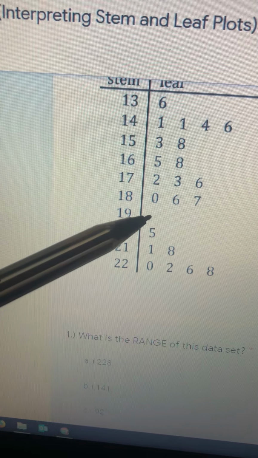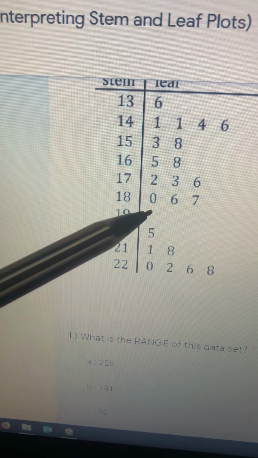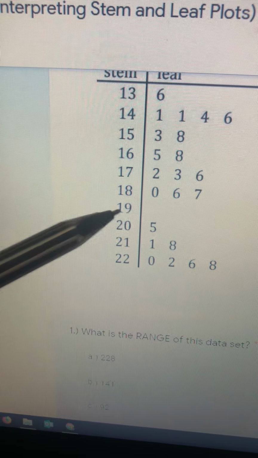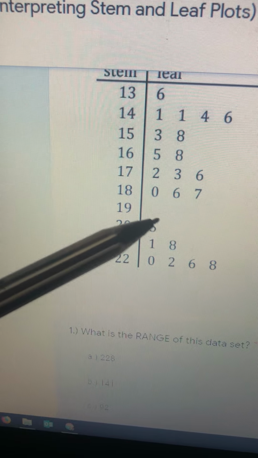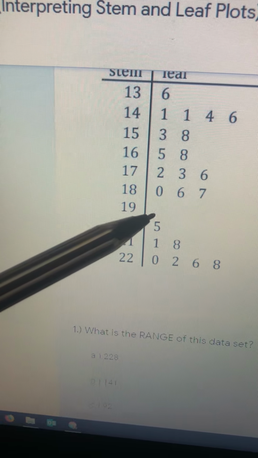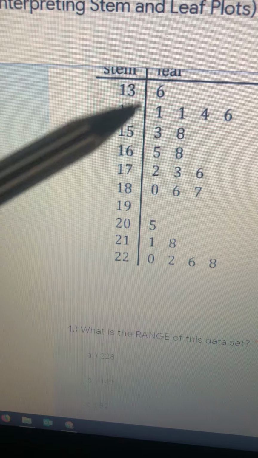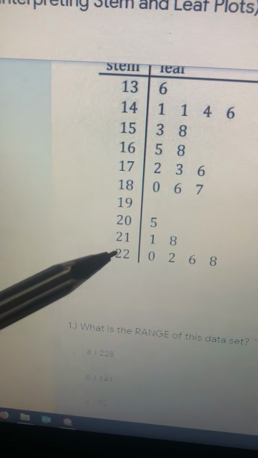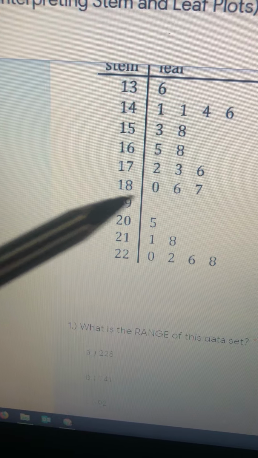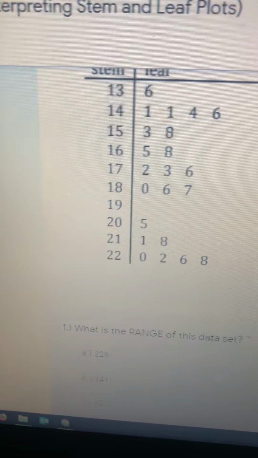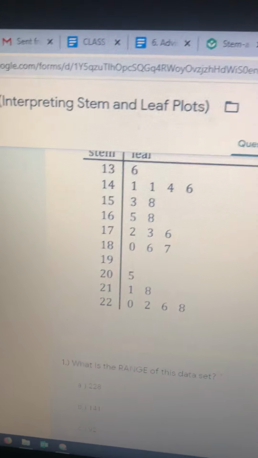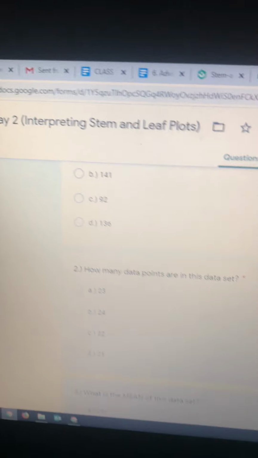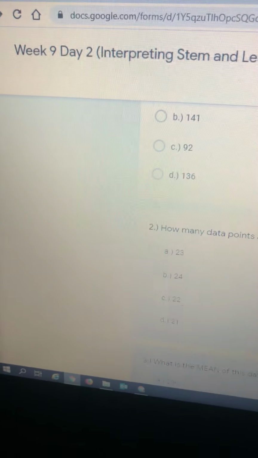19 doesn't have anything. If it had a 0 as a leaf, then that data would be included. But since there isn't any number next to 19, it's not needed. In a stem and leaf plot, you go in the order of the numbers, and even though that stem wasn't there, you don't include it. So for number 2, that is 22, so that is letter C.